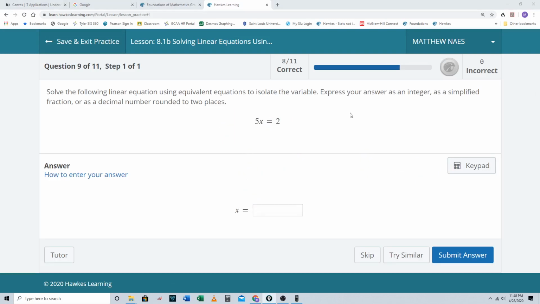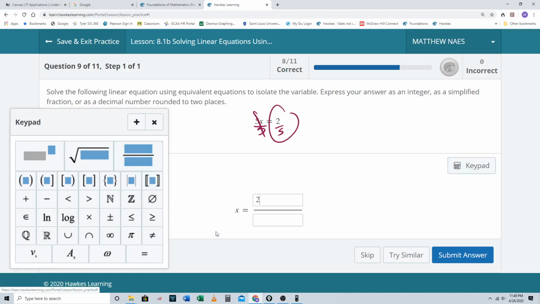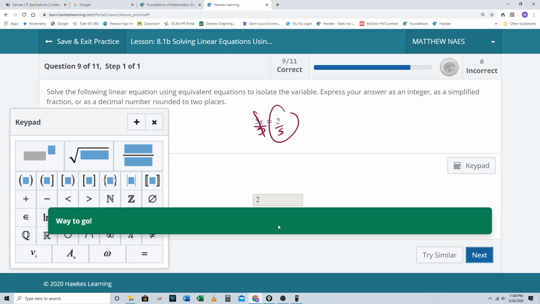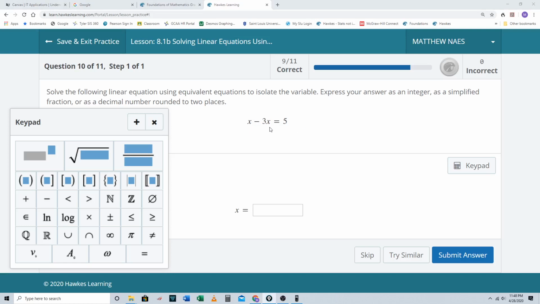Just a few more. Here, divide by 5, you get a fraction. Okay. So divide by 5, there's no reducing. So 2/5. Simplify first. Don't forget there's an understood 1 here, so 1 minus 3 is negative 2. Negative 2x equals 5. Divide by negative 2, divide by negative 2. There's no simplifying. X equals negative 5 over 2.